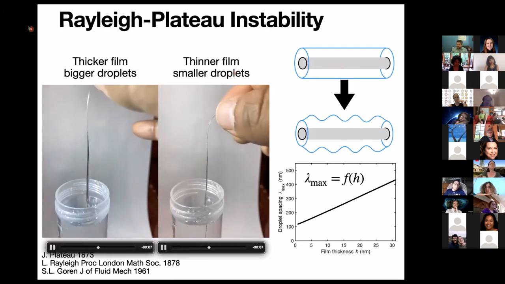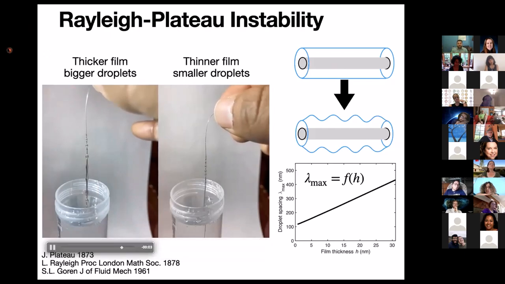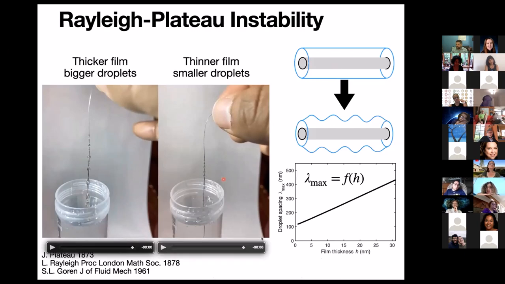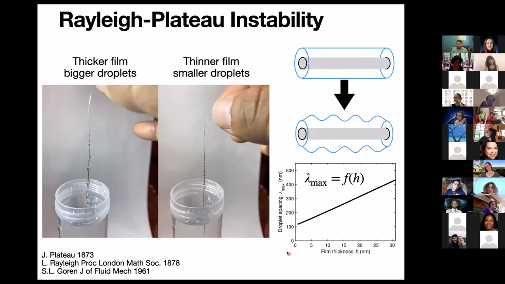wire in a very viscous substance. And he pulled it fast here, which made a very thick fluid film around the wire. And he pulled it slowly here, which made a thinner fluid film. And you can see the thinner fluid film gave rise to smaller, more closely spaced droplets. And the thicker one gave rise to larger, more spread out droplets of this fluid. So in general, you have a prediction that the droplet spacing should be a function of the thickness of this fluid film. And in fact, this is a purely geometric prediction.